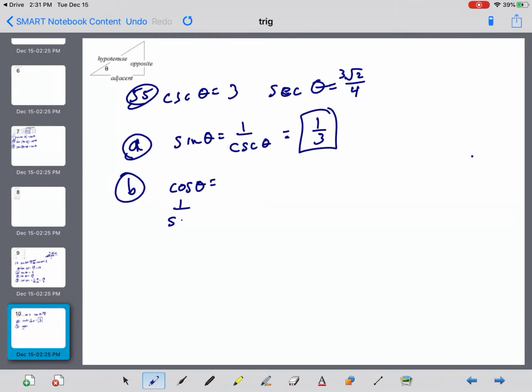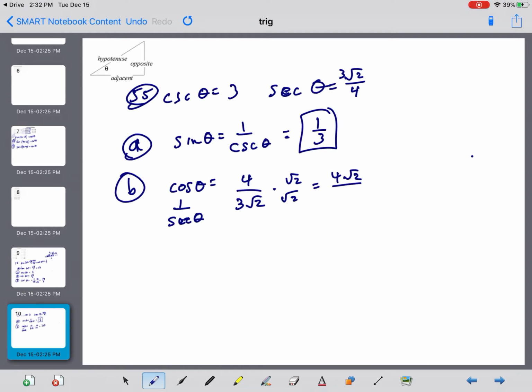And cosine theta is the inverse of secant. So cosine theta is 1 over the secant of theta. So take that secant and flip it over. 4 over 3 radical 2. Now we can't leave a radical 2 there, so we've got to multiply by radical 2 over radical 2.